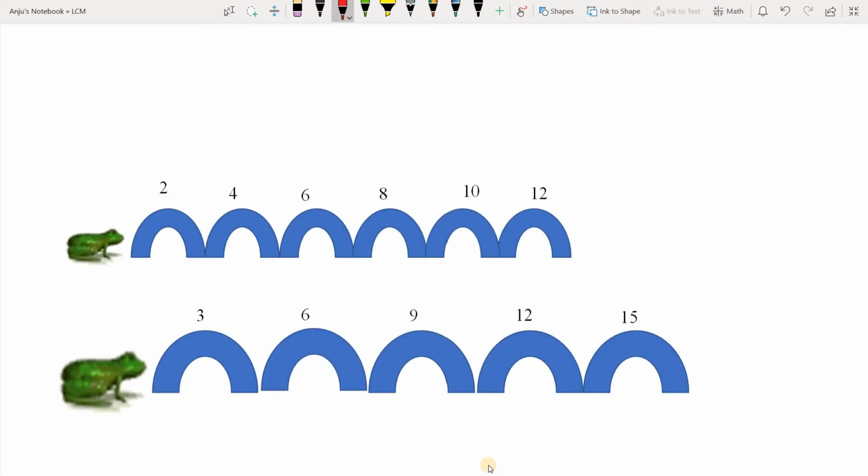जो small frog था वह at a time 2 के step से jump कर रहा था. Like 2 plus 2 is 4, plus 2 is 6, plus 2 is 8, and so on. और जो big frog था वह at a time 3 के step से jump कर रहा था. Like 3 plus 3 is 6, plus 3 is 9, and so on. So what are the frogs actually doing?